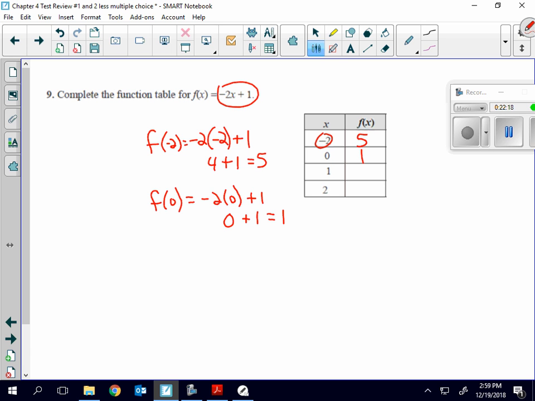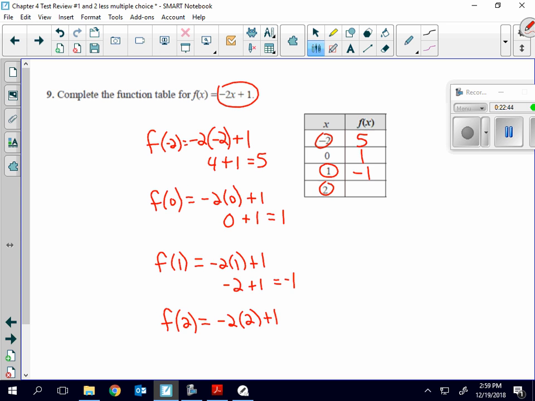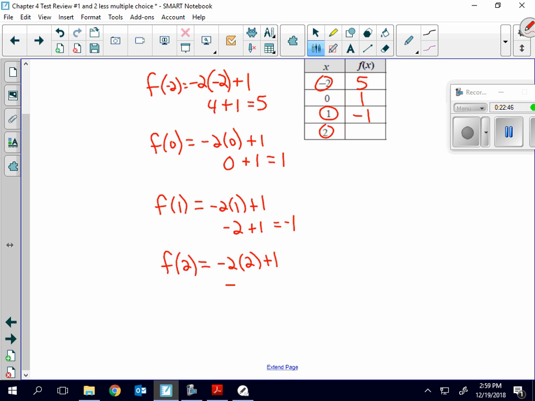Go ahead, we're going to plug the third one in. F of 1 equals -2 times 1 plus 1, which is -2 plus 1, which is -1. And f of 2, we're plugging in the last one here. So here we go, the x is 2. So that's -4 plus 1, which is -3.